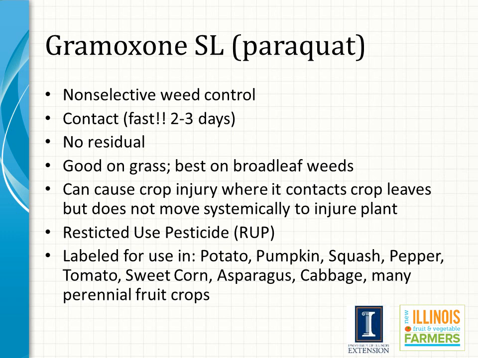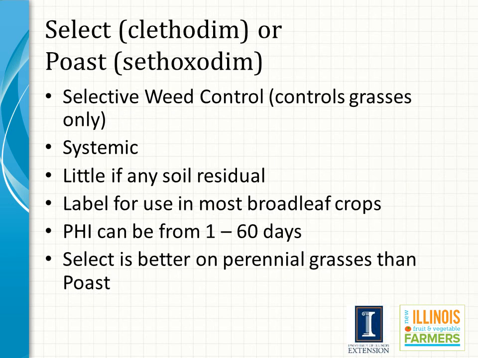It is a restricted use pesticide, so you will need a pesticide applicator's license to purchase it. And it has labeled uses in various vegetable crops, including potato, pumpkin, squash, pepper, tomato, sweet corn, asparagus, cabbage, and many perennial fruit crops in various ways, including ahead of planting and between crop rows, so consult the label for more details.